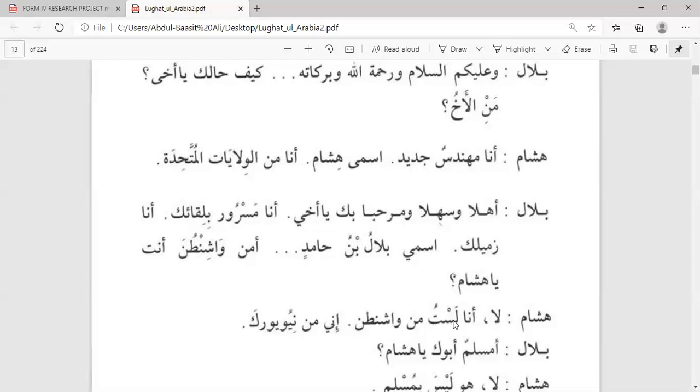So "ana lastu." When the person is speaking, first person singular, we say lastu. "Ana lastu min Washington." I am not from Washington. Of course, we use that to negate what comes after. "Inni," verily, I am. This goes back to the first lesson. Inni is inna with the ya mutakallim attached to it. Based on the first lesson, we can say innani or inni. "Inni min New York." Verily, I am from New York.